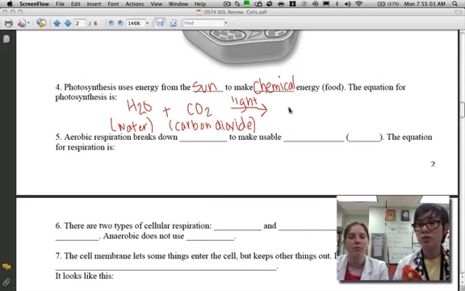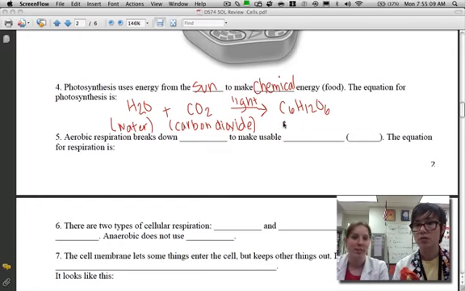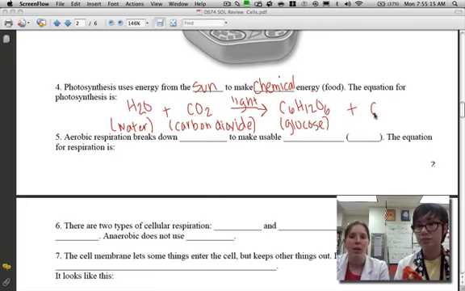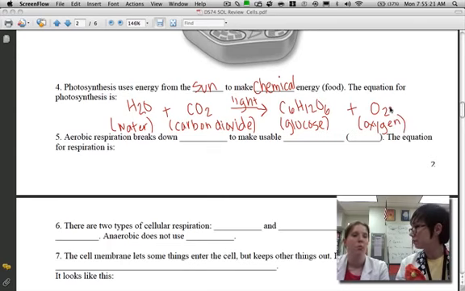And then once we have those three things, we get our products for this reaction, which are C6H12O6, which is glucose, our food. And then also, what is a waste product to the plant, we get O2, which is oxygen. And that's really important because without that, there'd be no oxygen on the planet. All right, let's jump down and look at number 5.